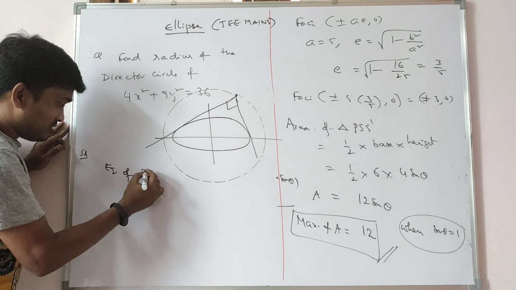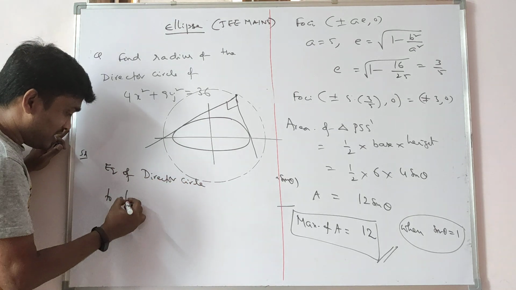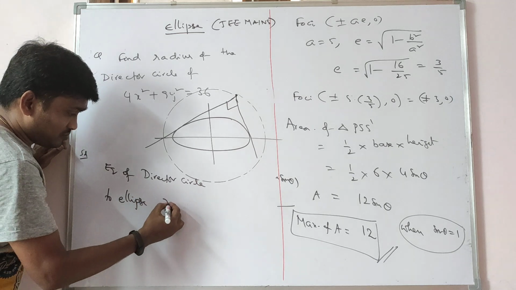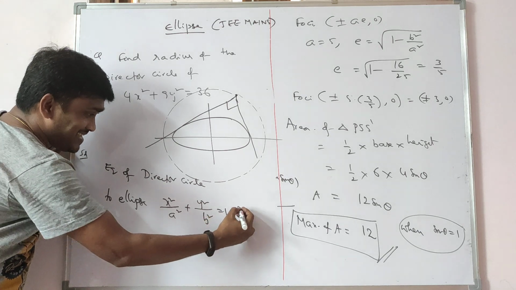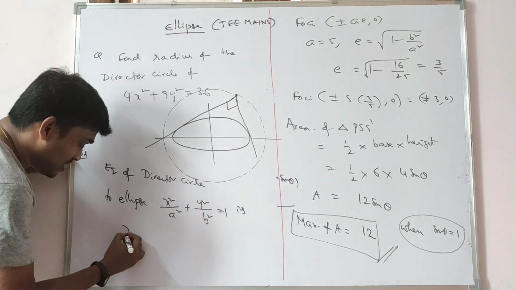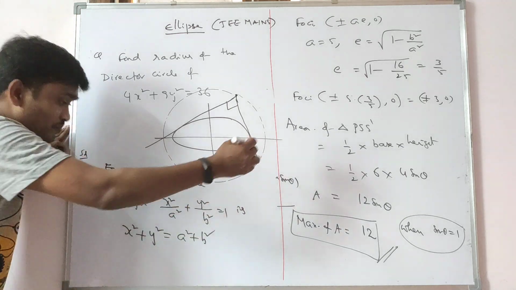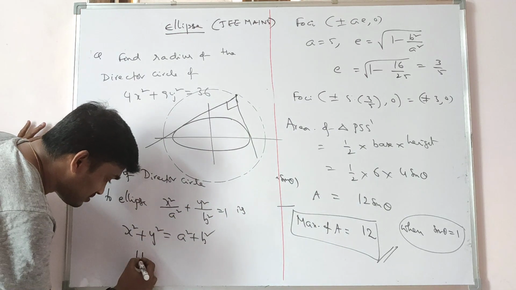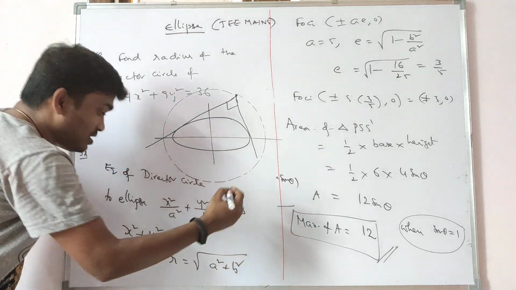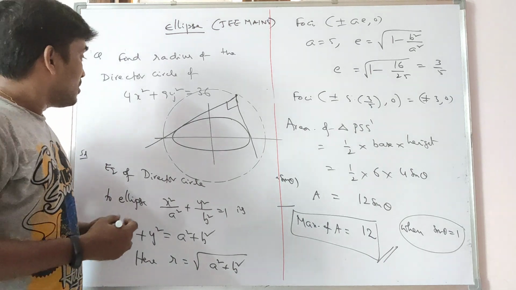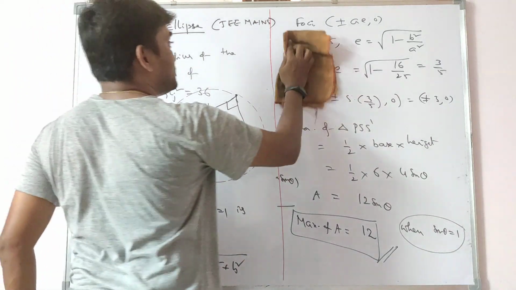Equation of director circle to the ellipse x square by a square plus y square by b square is equal to 1 is, what is that? x square plus y square is equal to a square plus b square. Here, what is the radius? Root over a square plus b square. Now, what is the a, what is the b? Find out. See, wait.